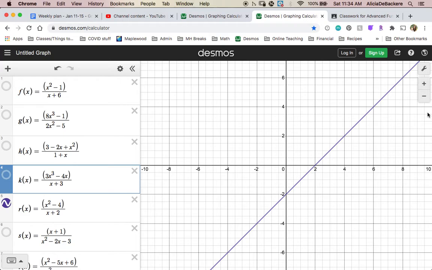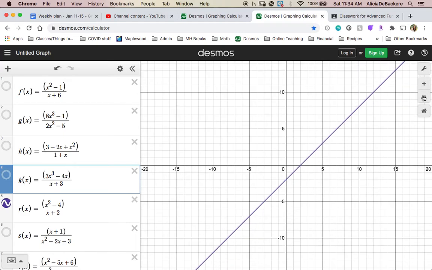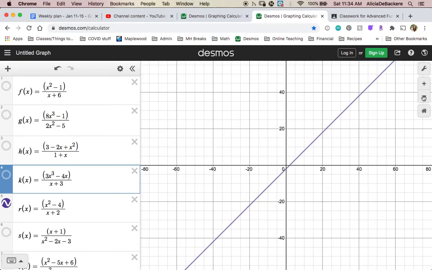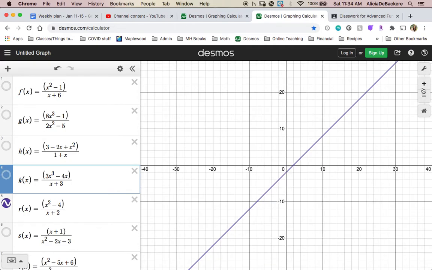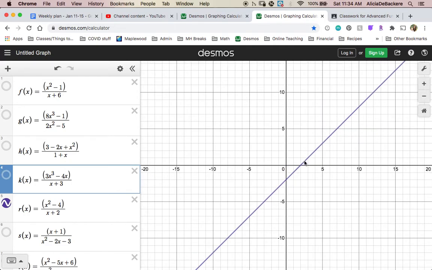Oh, we got to go back home here. And this graph, actually, when you zoom out, it looks like a straight line, and it is. But something weird is happening when you get to x equals negative 2. So you can take your mouse and scroll along until you get to negative 2, but it's going to be really hard. Yeah, there, I got it to pop up.